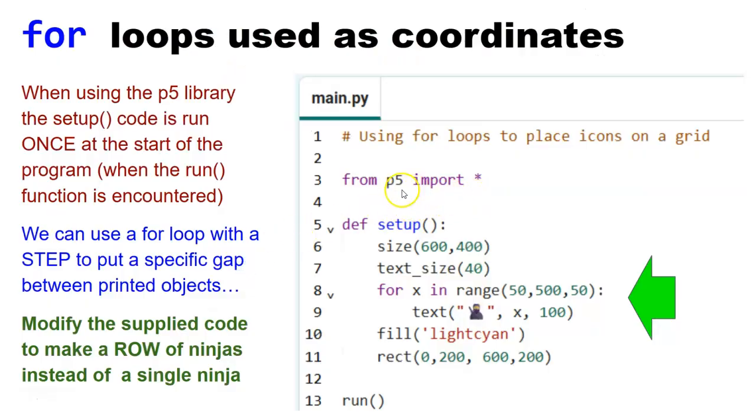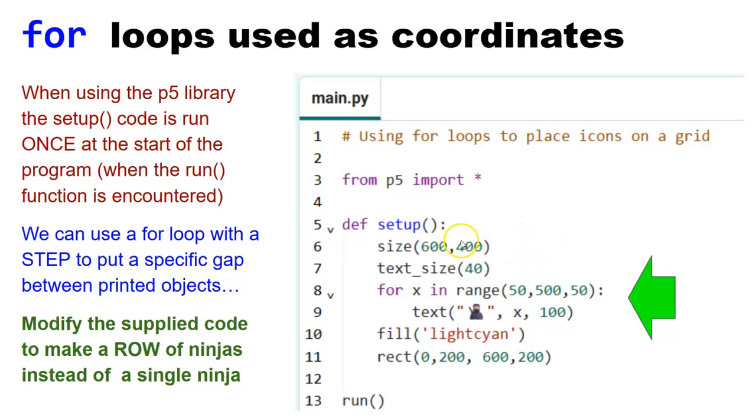When we use P5, we need to import everything. So we say from P5 import star, and this allows us to draw things on the screen. We have used this in the past for things like drawing a treasure chest, possibly drawing characters. Here we're going to use Unicode characters. So you can see here a ninja character is a piece of text, and we can use this to place things on the screen.